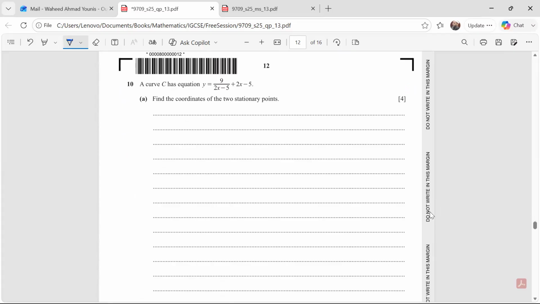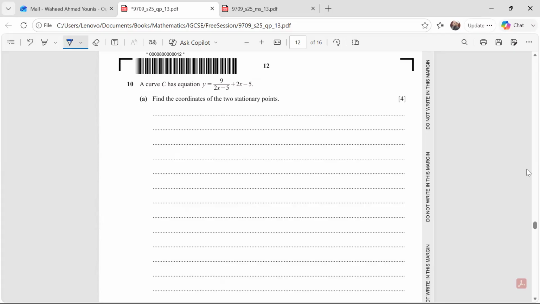Now let's move on to question number 10. A curve C has this equation. Find the coordinates of the two stationary points. Stationary points mean the points which are either maximum or minimum, right? And we can find them by equating the derivative to 0.